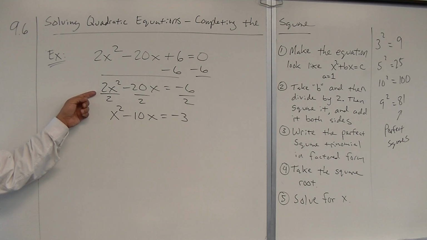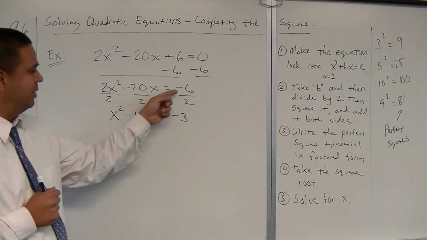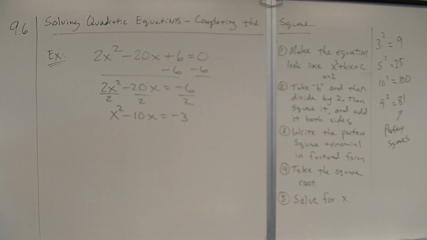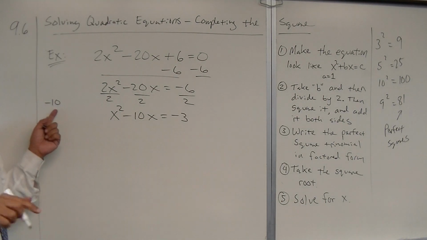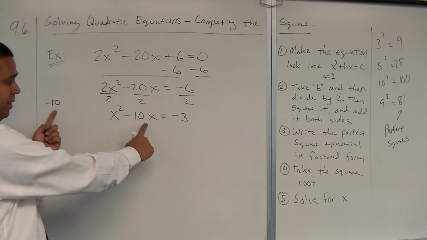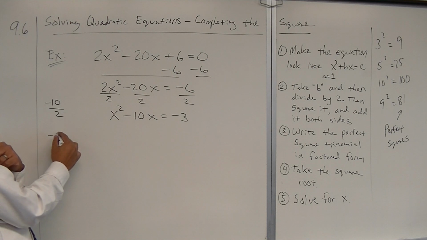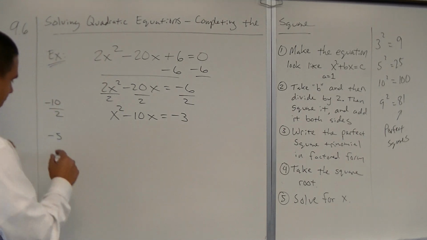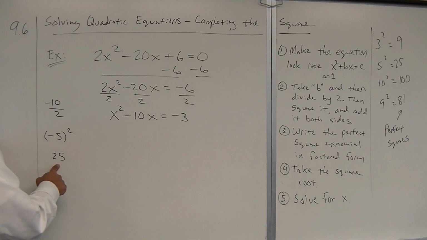Our leading coefficient A has to equal 1. So we make it a 1 by dividing by the coefficient. We divide by 2, divide by 2, divide by 2. Here's what we got. Step 2: take B and divide by 2. What's B? Negative 10. Divide it by 2. What do we get? Negative 5. After we divide it by 2, we square it. What do we get? 25.